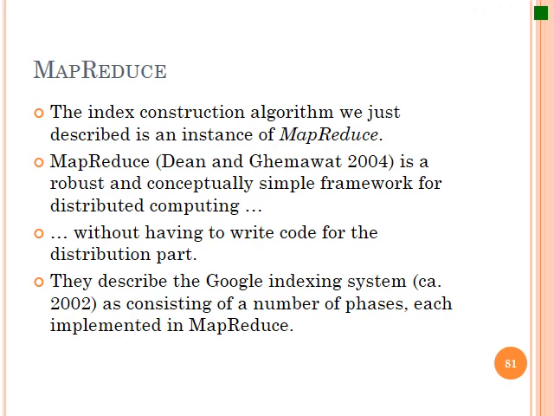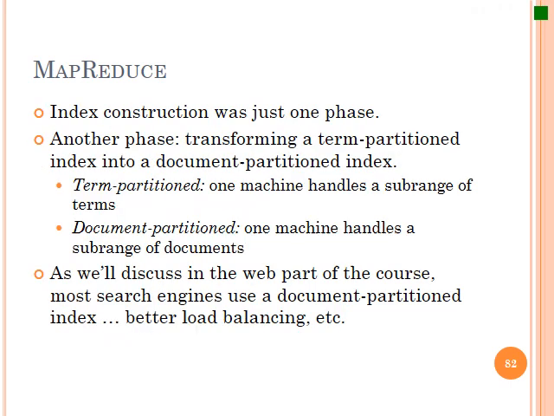So MapReduce, designed in 2004, is a robust and conceptually simple framework for distributed computing. This was first used in the Google index system, which consists of a number of phases, each implemented in MapReduce. So the index construction was just one phase. Another phase is to transform a term partition index into a document partition index.